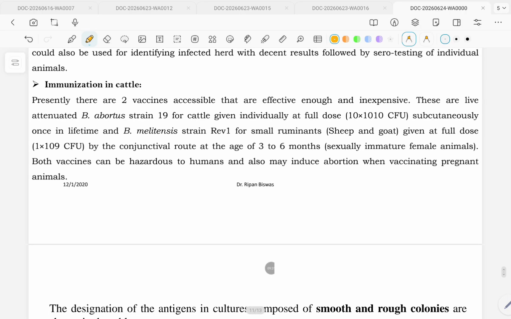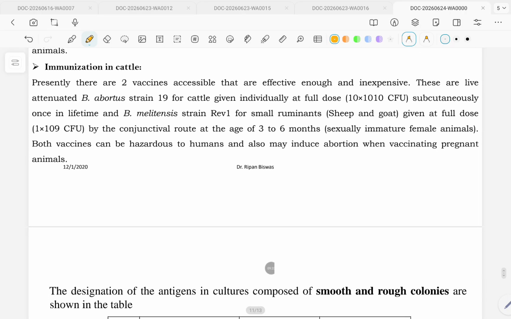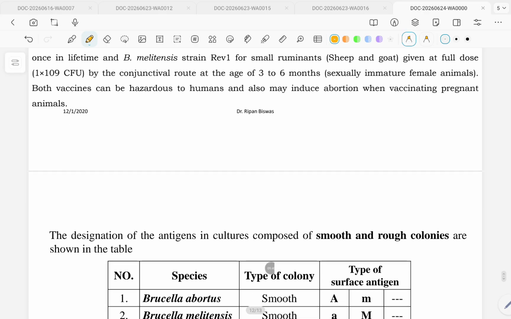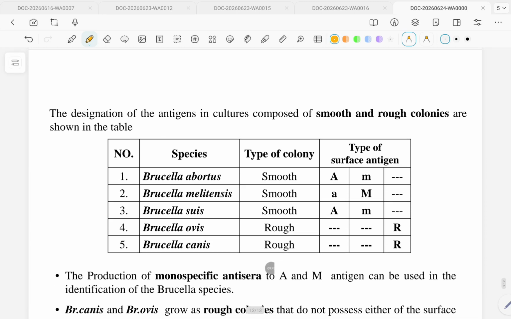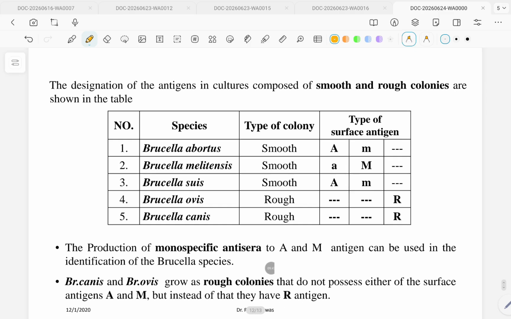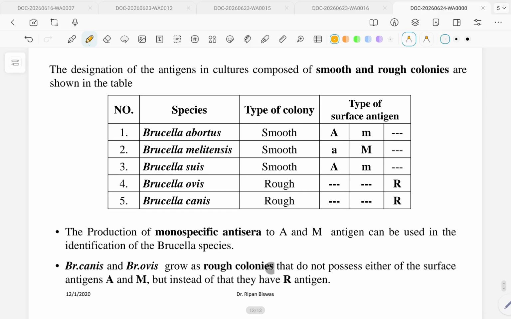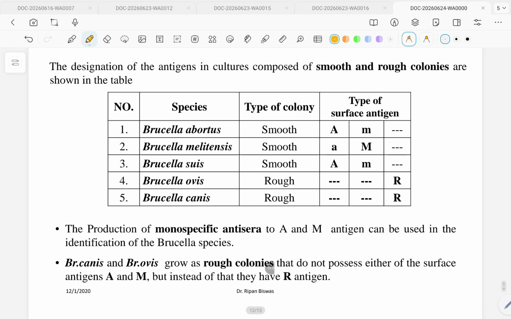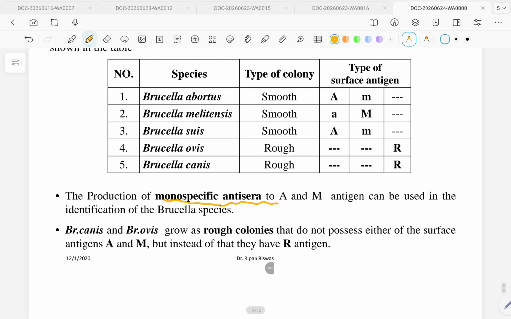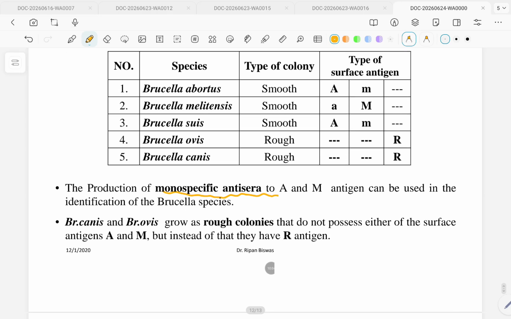Sexually mature female animals should not be vaccinated. Both vaccines can be hazardous to humans and may also induce abortion when vaccinating pregnant animals. The designation of the antigen in culture composed of smooth and rough colonies is shown in the table. The production of monospecific antisera to A and M antigen can be used in the identification of Brucella species.